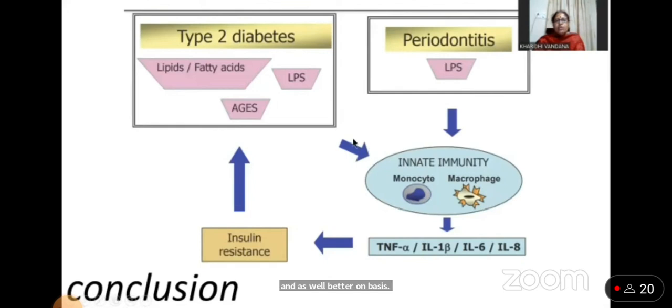To conclude, I would like to say the basic culprits are the innate immunity cells, monocytes and macrophages, resulting in pro-inflammatory mediators causing insulin resistance in diabetes, and periodontitis itself being influenced by the hyperglycemic status and the pro-inflammatory mediators which are produced. Basically, they have similar pathogenic mechanisms which influence each other and worsen.